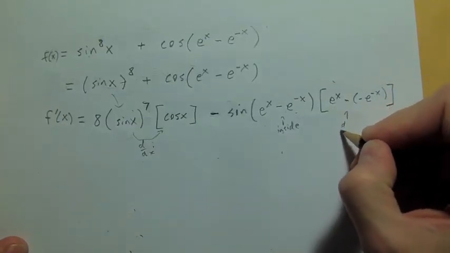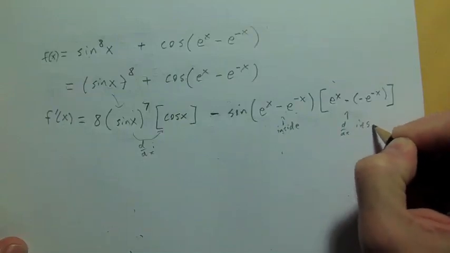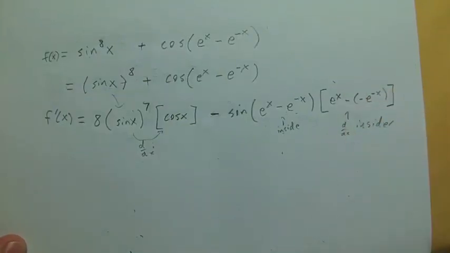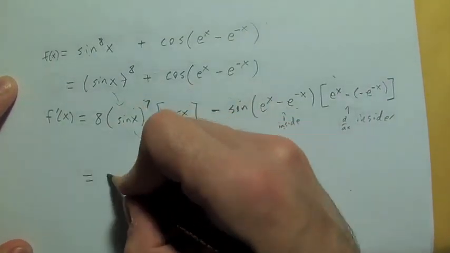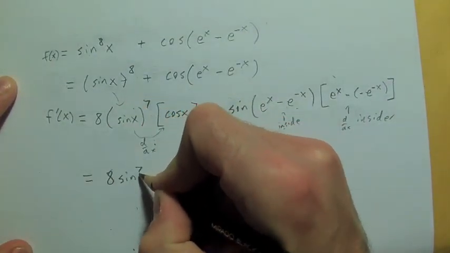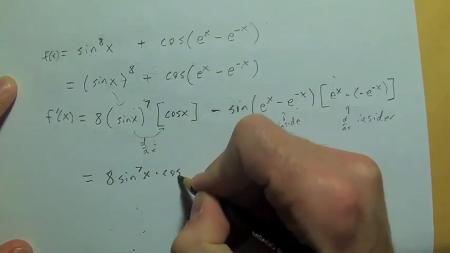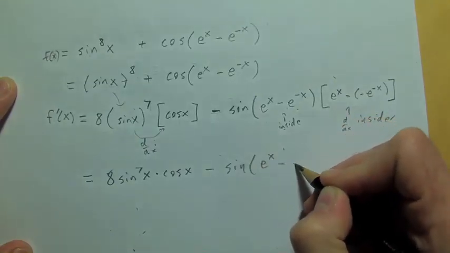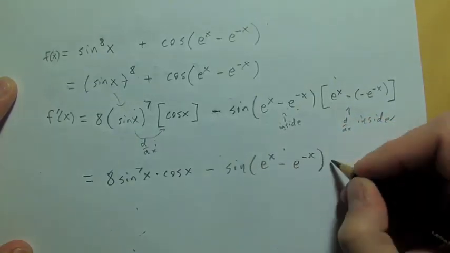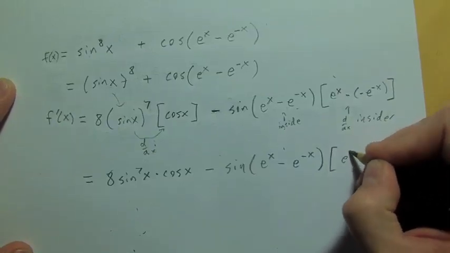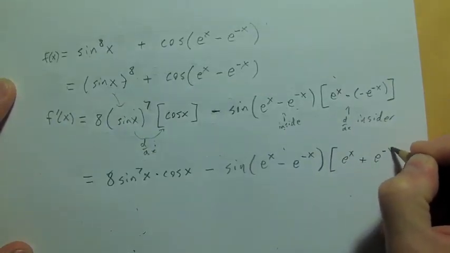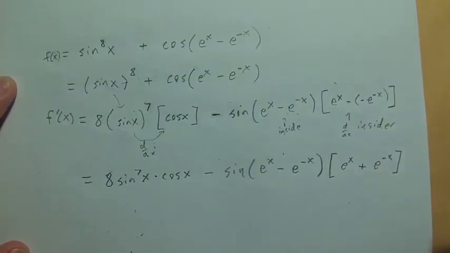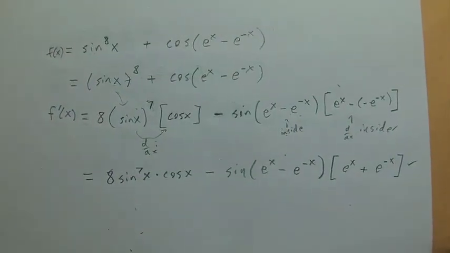Okay, so here's the derivative of the inside, and this one I would simplify. I would make sure I write this a little cleaner, so that this is actually 8 sine to the 7th x times cosine of x minus sine of e to the x minus e to the negative x, right, multiplied by e to the x plus e to the negative x. Okay, and that is that, as they say. And yes, so go ahead and leave it like that.